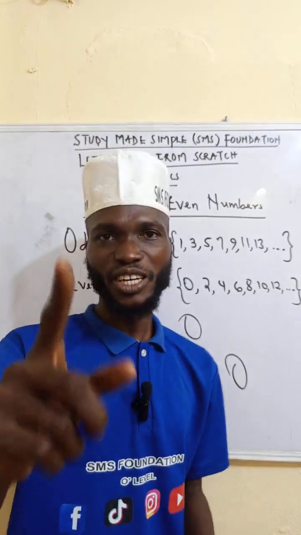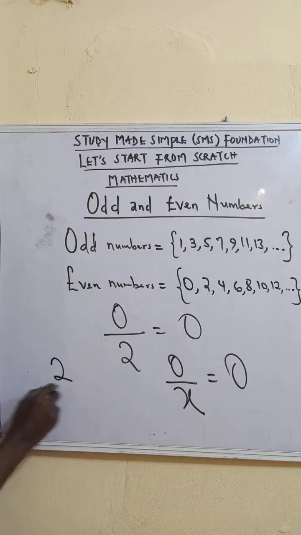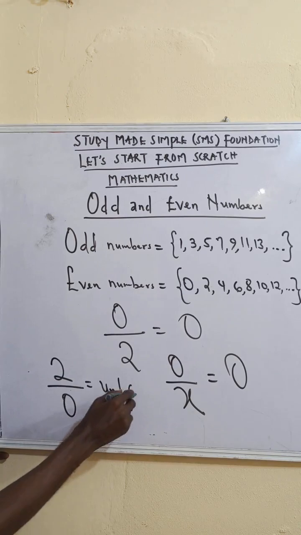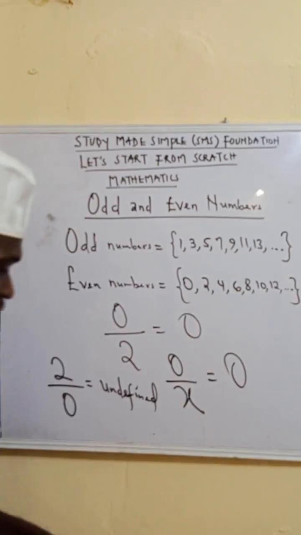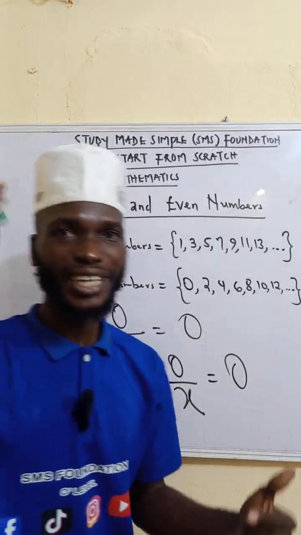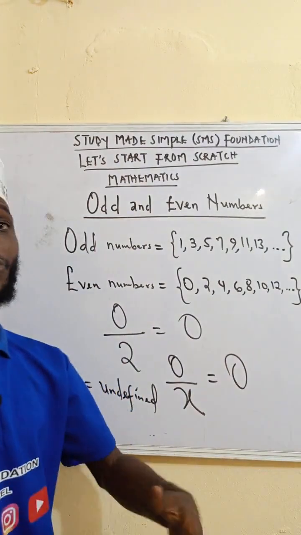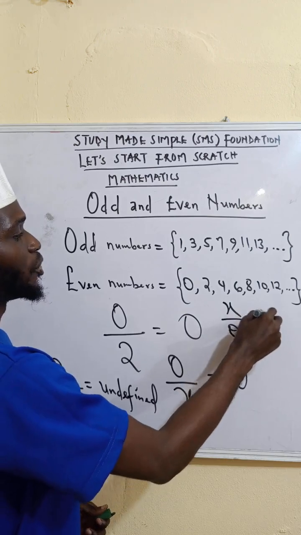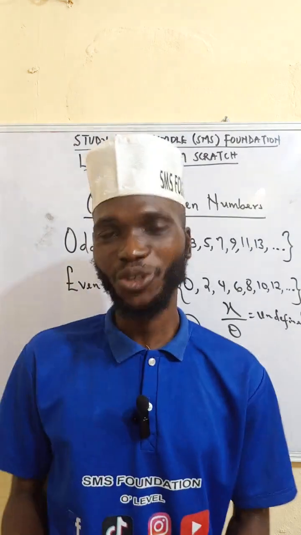But you have to be careful. When you divide a number by 0, let's take for instance 2 divided by 0, this will be undefined. It does not exist. If you use your calculator, it doesn't exist. So you have to understand that also. Dividing anything by 0 gives you undefined. Generally, x divided by 0 is undefined. So you have to understand all of these beginning concepts.